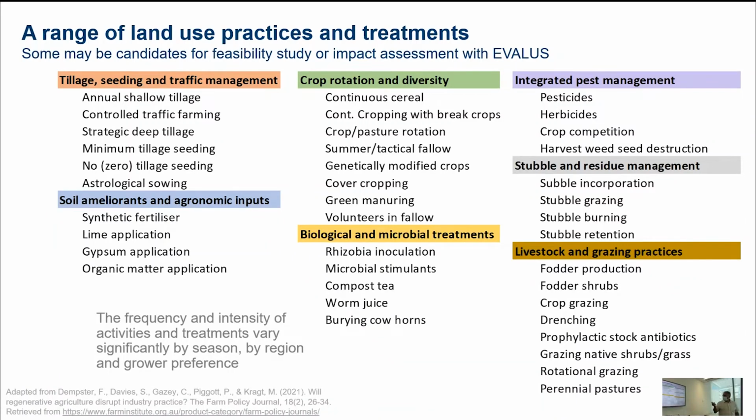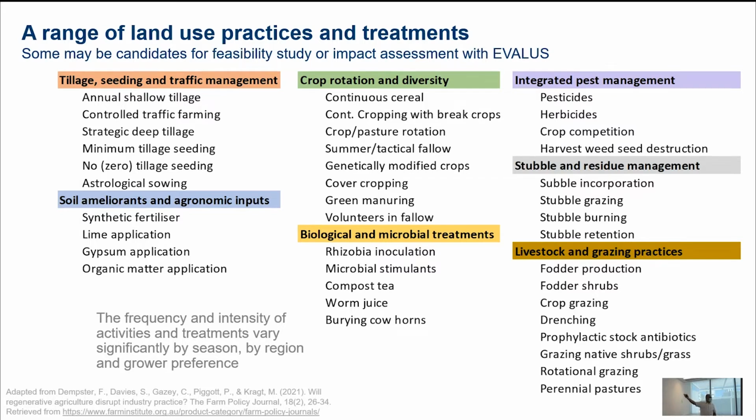Now, you might remember that Dempster and Gazy and others, Davies, wrote about the different ways that we can manage land, and we can also add things to land, ameliorate the land or do inputs on the land. From everything from zero tillage to worm juice. And so they go from conventional farming all the way to regenerative, whatever else you want to call it.